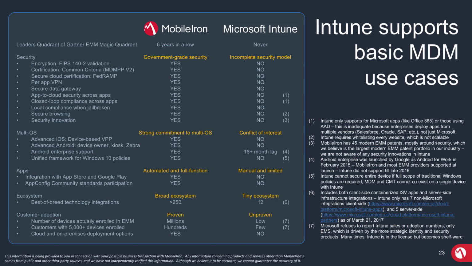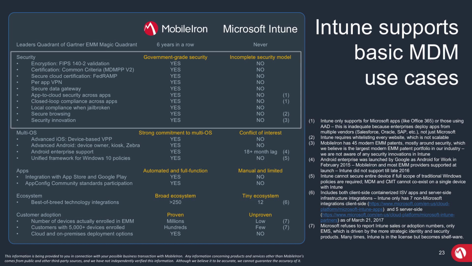Let me now go through MobileIron and Microsoft Intune. So if we start at security, MobileIron is a comprehensive government-grade security product. Intune does have security elements, but we believe it has a very incomplete security model. If you look at the core certifications that are important for security, encryption certifications, Common Criteria, which is probably the hardest set of certifications to get, MobileIron is actually the first vendor in the entire industry to get Common Criteria certification for MDM Protection Profile version 2, which you see there, which is the latest Common Criteria for our particular industry.